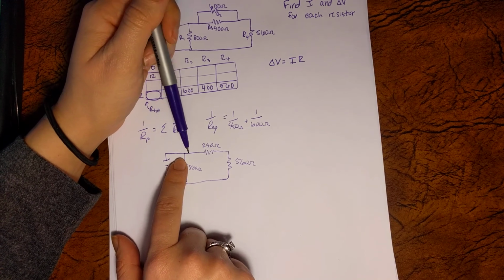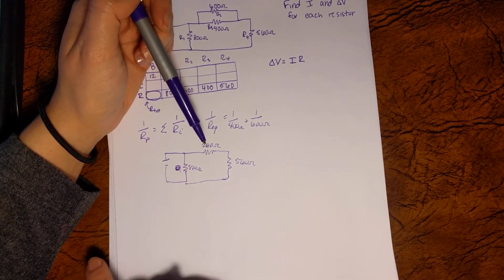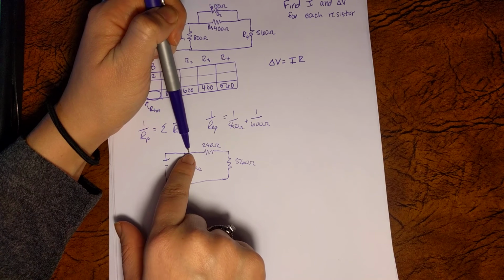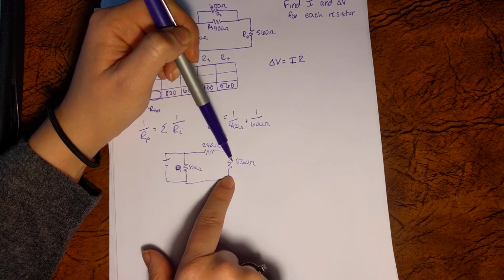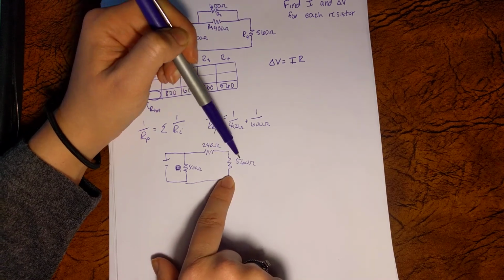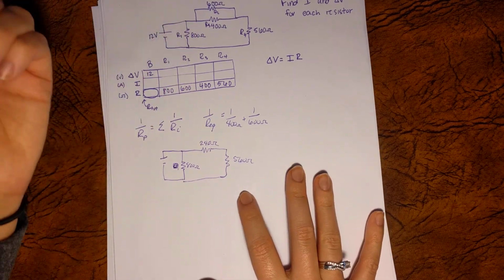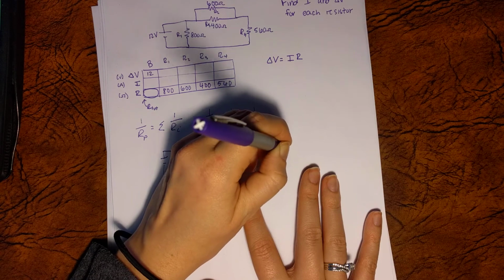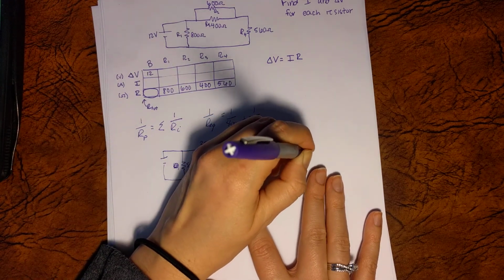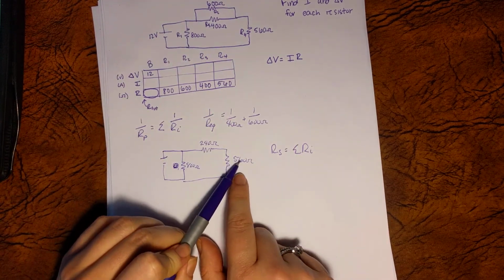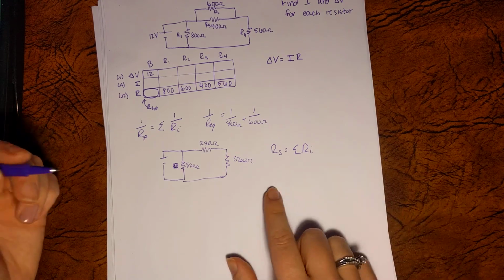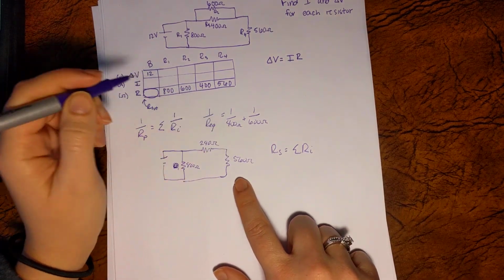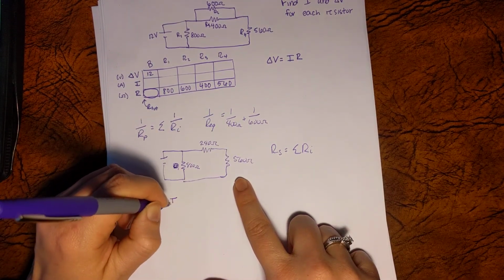Well, let's see. So when resistors are in series, that means we have the same current running through them. So looking here, we have one wire, and it doesn't split off anywhere. So these two resistors here are in series. So let's just add those together. We know when resistors are in series, they simply sum. So since we have 2 here, we just add those numbers together. So we have 240, and we add it to 560, and we get 800. So we have an equivalent resistance here of 800 ohms.